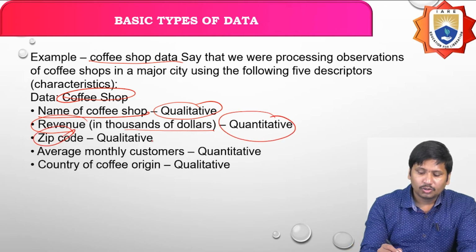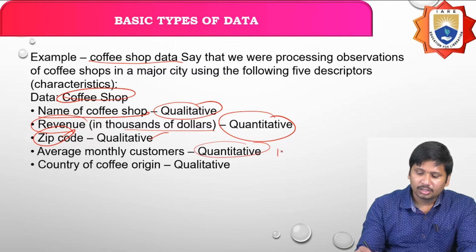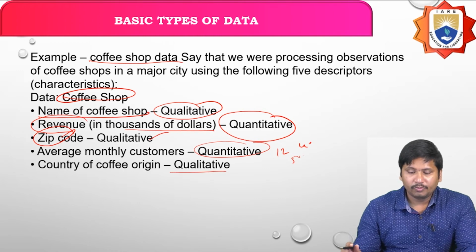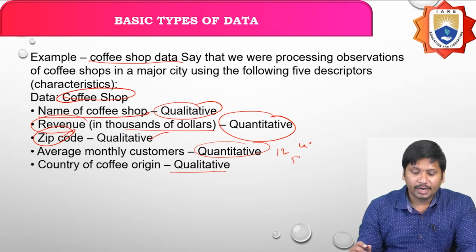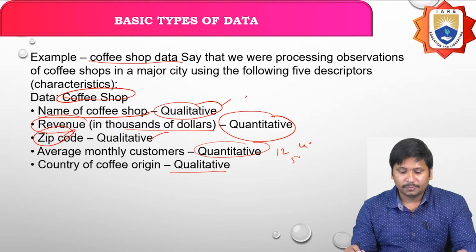And zip code should also be qualitative, and average monthly customers should be quantitative, let it be 12 or 40 or maybe 500. And country of coffee origin again should be qualitative. So if I take this coffee shop as an example, I take 5 descriptors or 5 characteristics. The first is the name of the coffee shop, which belongs to qualitative, since it does not contain any measurements.